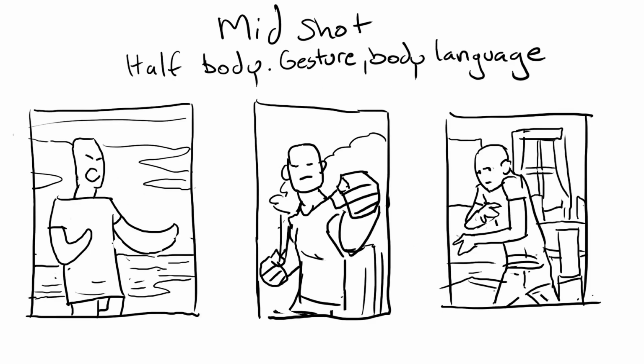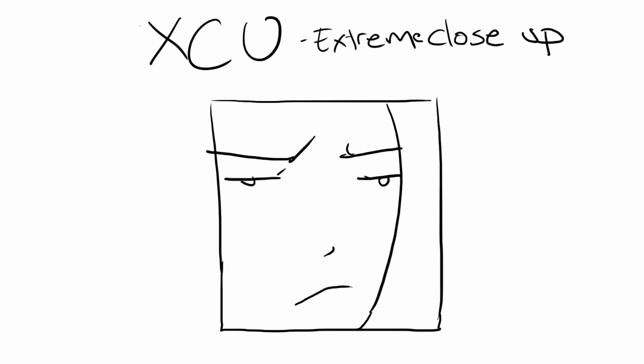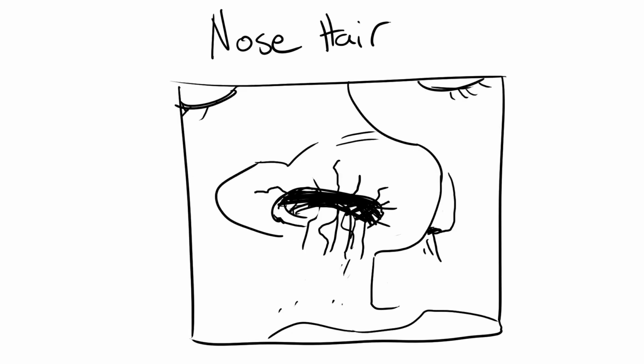And then you've got mid shots, which is like half the body. Similar to full, but closer, not so much background, and we're really just worried about what the upper body is doing. We can see a little bit more emotion with this shot. Then you've got the headshot. This is now where you can see a lot of emotion the character is feeling, and there are different degrees to the headshot. You can have the close-up, the extreme close-up, and the nose hair close-up.